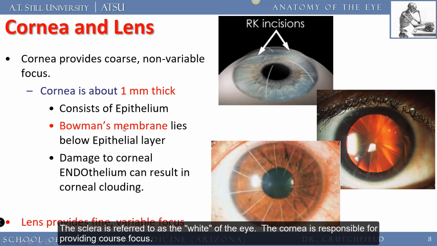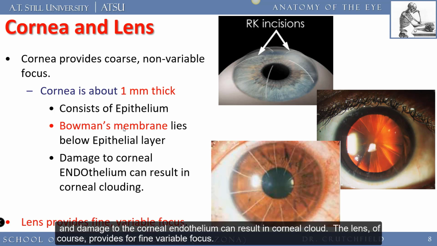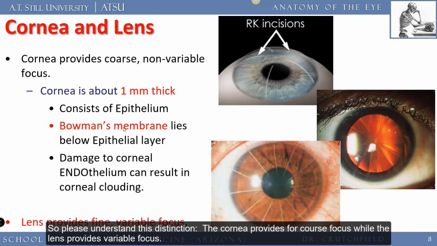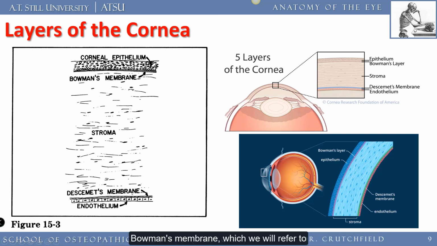The cornea is responsible for providing coarse focus. It's only about 1 millimeter thick and consists of epithelium, and damage to the corneal endothelium can result in corneal clouding. The lens, of course, provides for fine variable focus. So please understand this distinction. The cornea provides for coarse focus, while the lens provides variable focus. Here we see some images made as a result of radial keratotomy and or LASIK. Bowman's membrane, which we will refer to again, lies just below the epithelial layer.